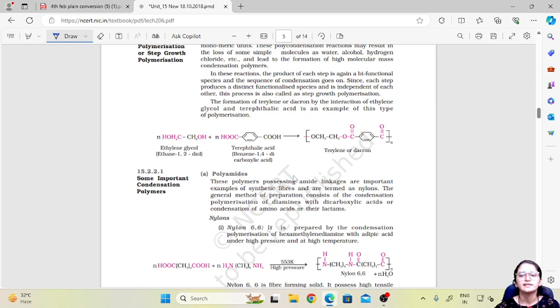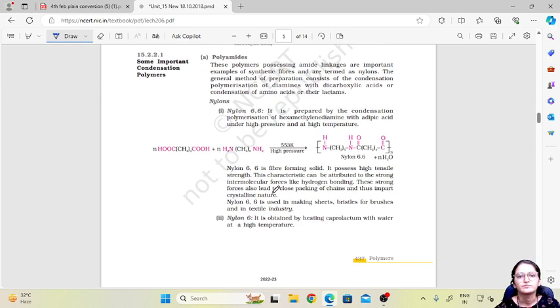So to produce terylene or Dacron, which is an important polyester, we use ethylene glycol and terephthalic acid and combine them together. Then some important condensation polymers are polyamides. First of all, we have polyamides. Under that we have nylons. So under nylon we have nylon 6,6 and nylon 6. Now nylon 6,6 is prepared by condensation polymerization of hexamethylene diamine with adipic acid under very high pressure and high temperature. So we get nylon 6,6.